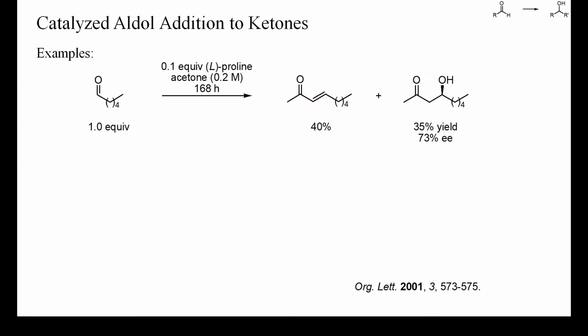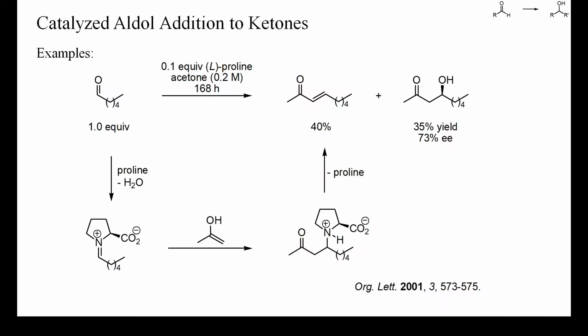In this example, the aldehyde did not have any heteroatom in alpha position. Treatment with 10% of proline and a large excess of acetone yielded a mixture of the product of aldol condensation and aldol addition, the latter with modest enantioselectivity. On the basis of some control experiments, the authors concluded that the condensation product was formed by reaction of acetone with an aldehyde-derived iminium salt, followed by beta elimination of proline. The secondary alcohol, however, was formed from an acetone-derived enamine.